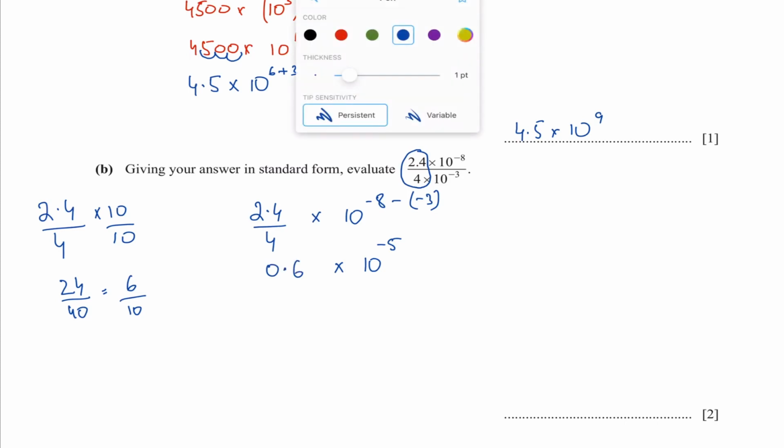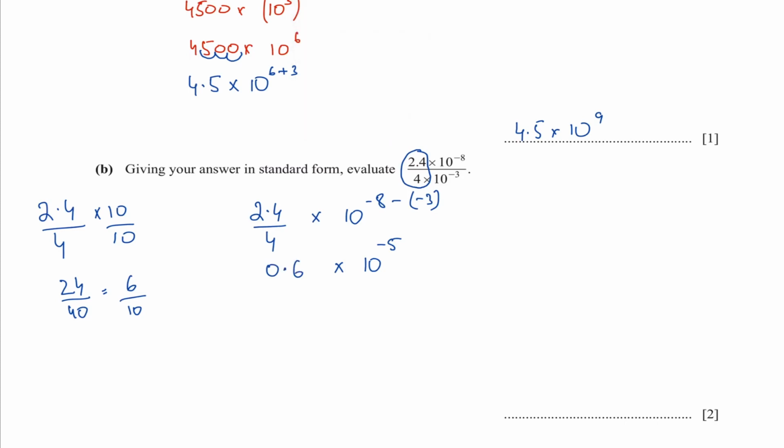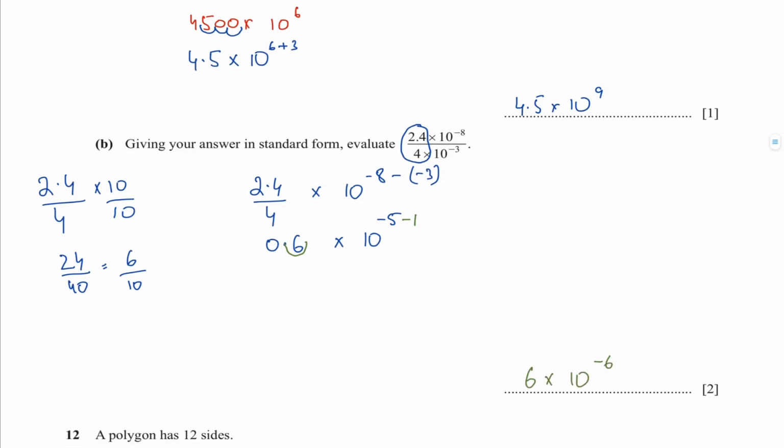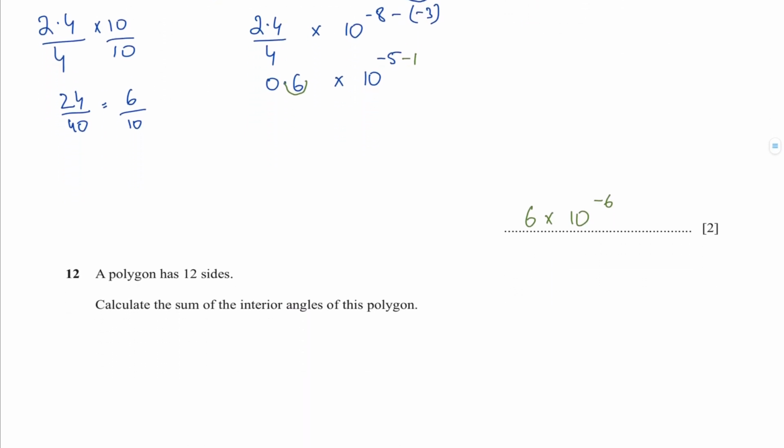But this at this point is not in standard form, and in order to bring this in standard form I'll have to move the decimal one place forward, and whenever the decimal is brought one place forward we deduct 1 from the power. So this is going to become 6 multiplied by 10 raised to the power minus 6. So that's our final answer.